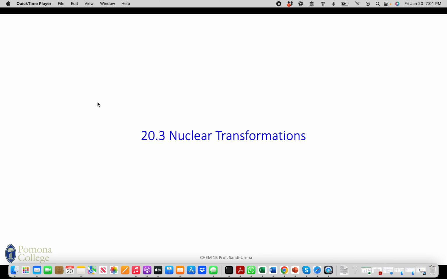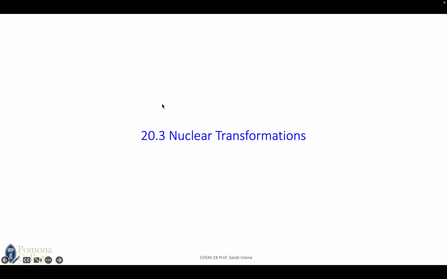Nuclear transformations, actually, you're going to read it from your textbook. We've touched upon these ideas interspersed in the discussion, but just reading it from the textbook should be enough. And instead of discussing that, we're going to talk about radioactive dating.